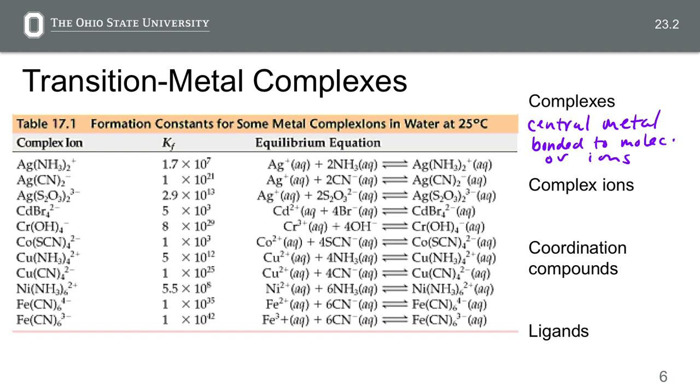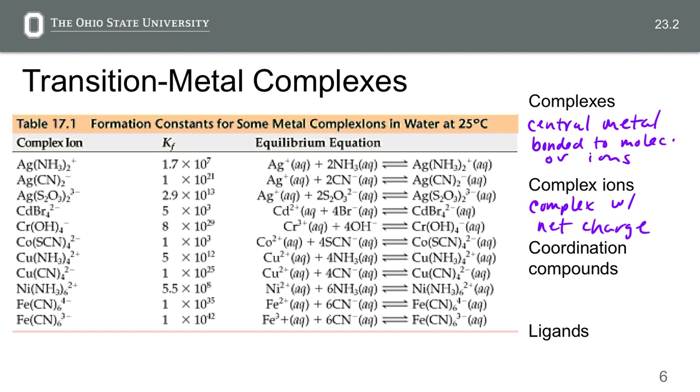Okay, so complex, central metal bonded to either molecules or ions. Complex ions then, we saw these again with the solubility. Typically increase the solubility of a slightly soluble salt. And so basically we have a complex with a net charge. So this table has a large number of complex ions shown here, different iron compounds, silver, cadmium, copper, etc.